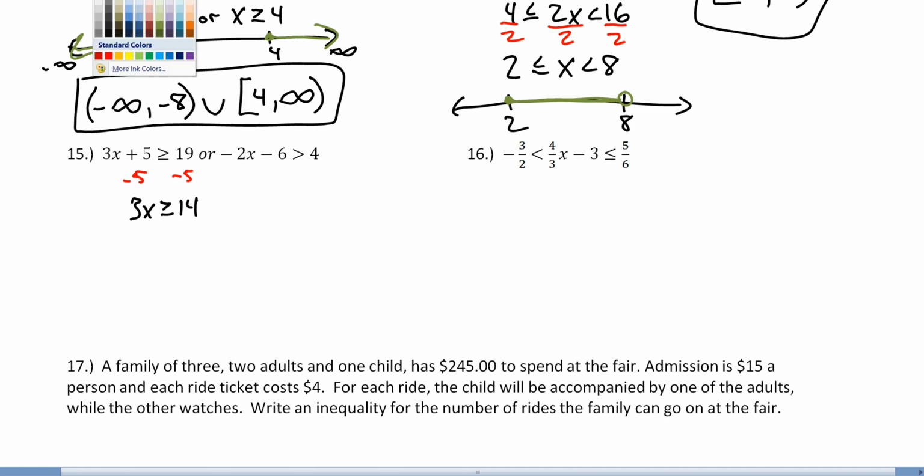And then I'm going to divide by that 3. And again, I'm just going to leave it as a big fraction. It's x is greater than or equal to 14/3. Just leave it as an improper fraction.